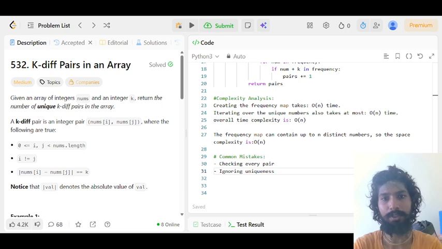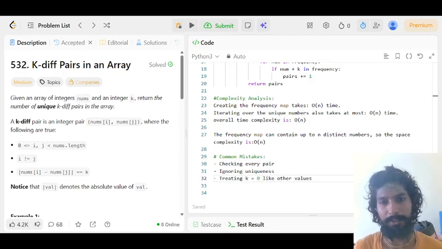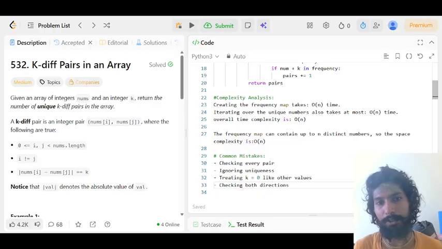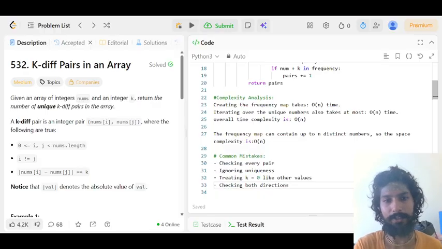Then, treating k equal to 0 like other values. For k equal to 0, checking whether num plus k exists is not enough. The number must appear at least twice. Another mistake is checking both directions. Checking both num plus k and num minus k can count the same pair twice. Only check num plus k.